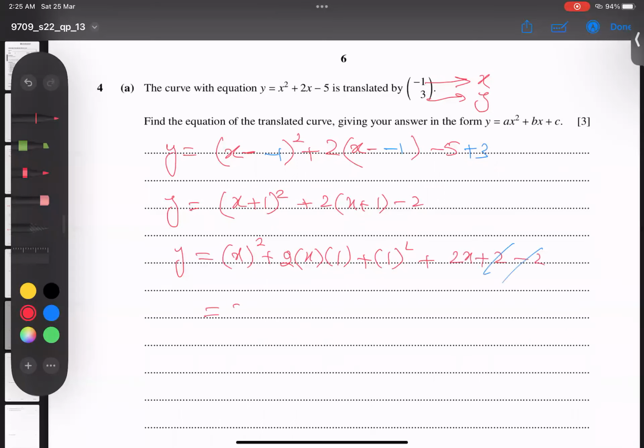And finally, I get x to power 2. From here, I got 2x plus 1 plus 2x. So 2x will become 4x. And I'm writing the final form. So x squared plus 4x plus, this is my final answer. So I believe the point is very, very clear.